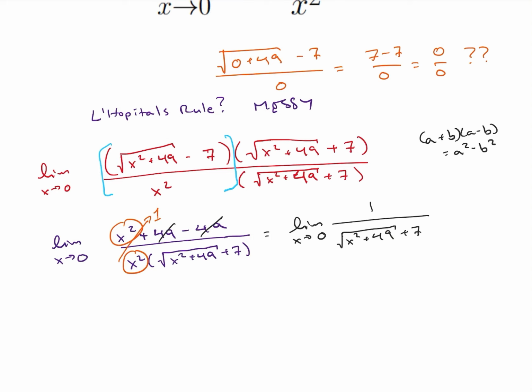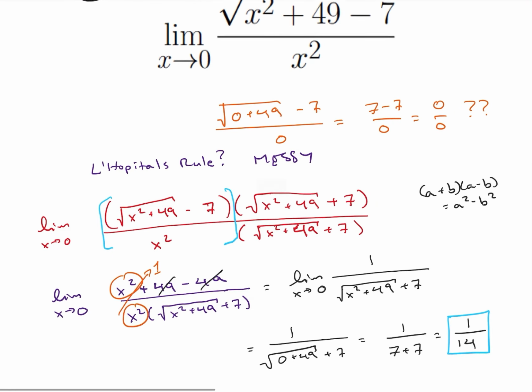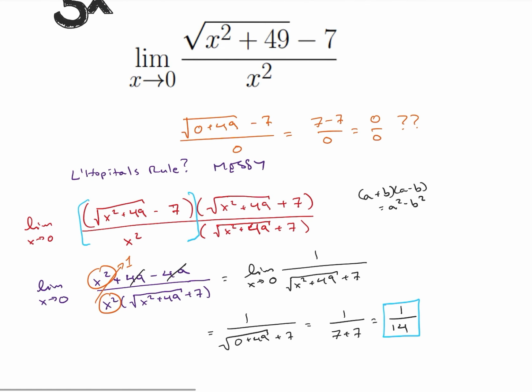And now there's no problem evaluating at 0 here, so we're just going to get 1 divided by the square root of 0 plus 49, plus 7, which is going to be 1 over 7 plus 7, which is 1 over 14. And that is actually going to be our final answer. So our solution to this problem is 1 over 14. Okay, and this is a method that's not super tricky, but if you haven't seen it, it's very useful in the future.